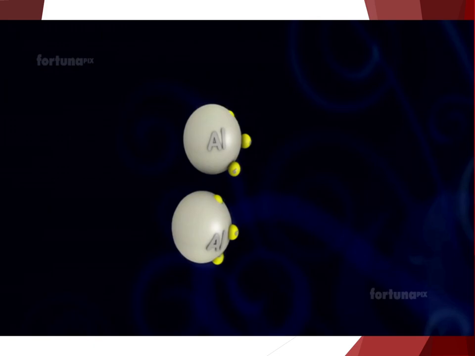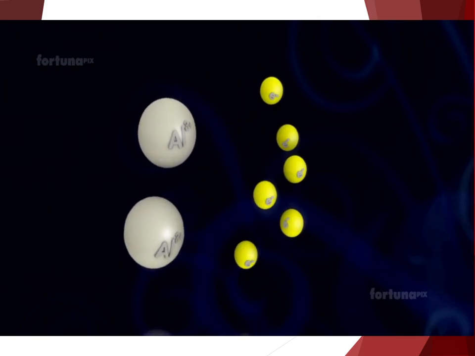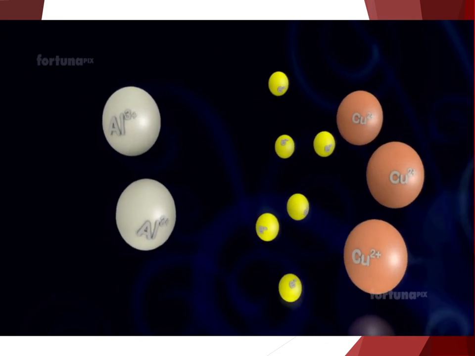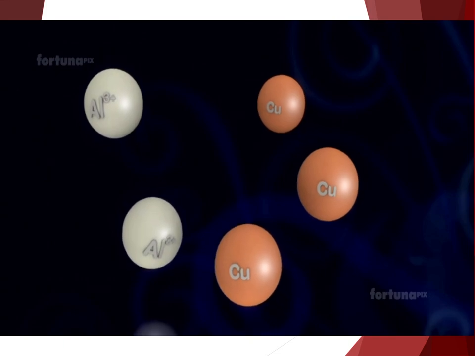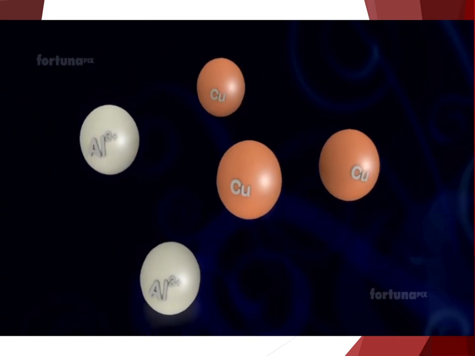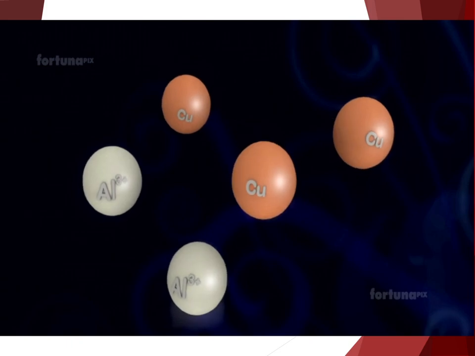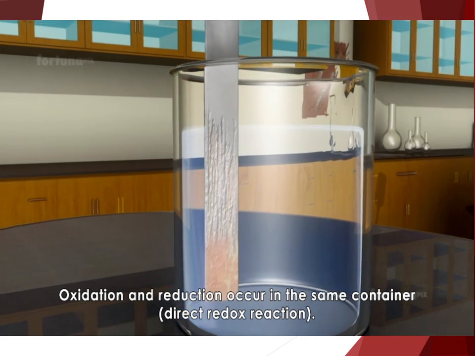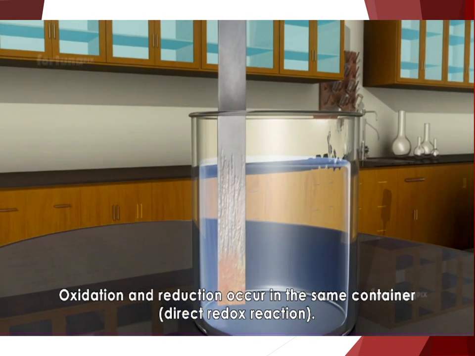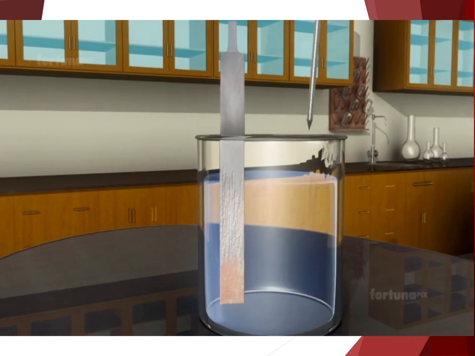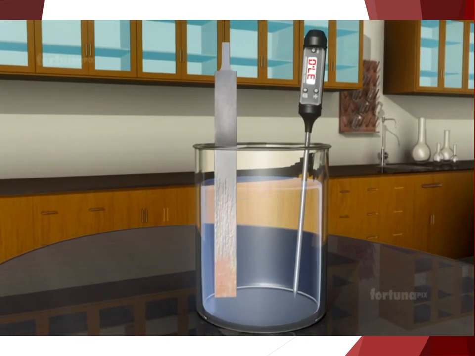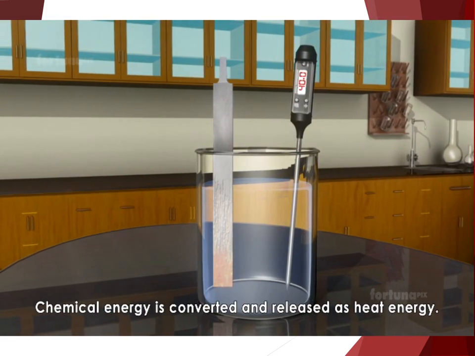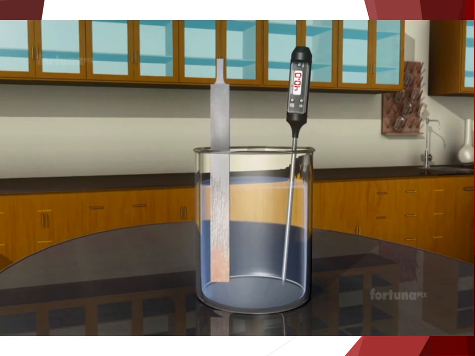The aluminum atoms each lose 3 electrons as they are oxidized. 3 copper 2+ ions accept 2 electrons each and get reduced to form copper metal. Because oxidation and reduction occur in the same container, this is an example of a direct redox reaction. During the reaction, the temperature rises as chemical energy is converted and released as heat energy.